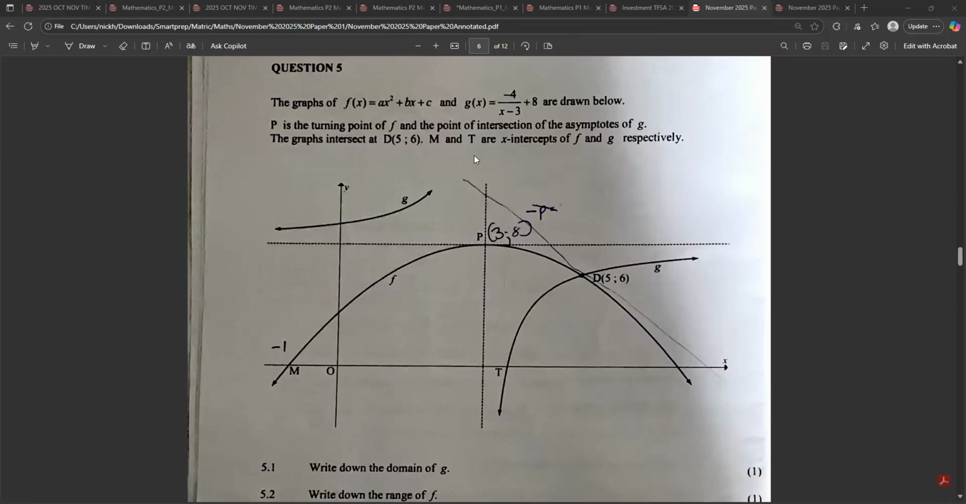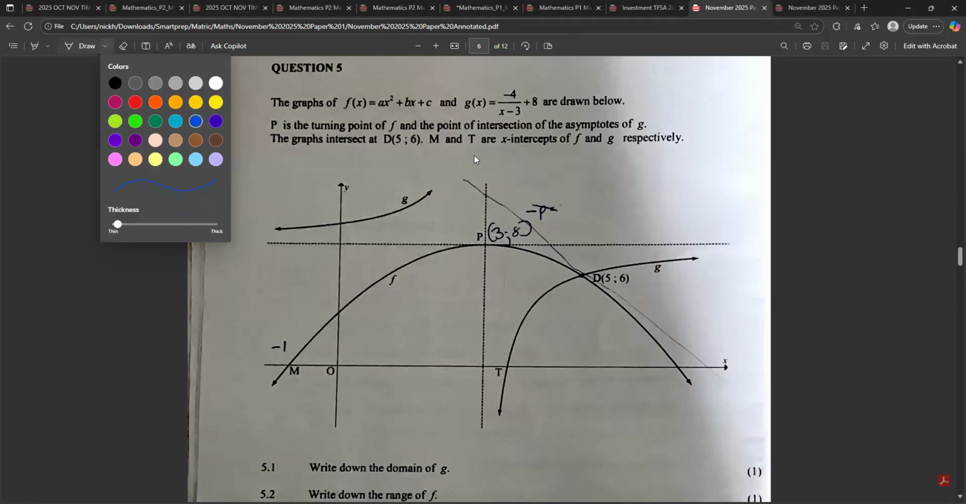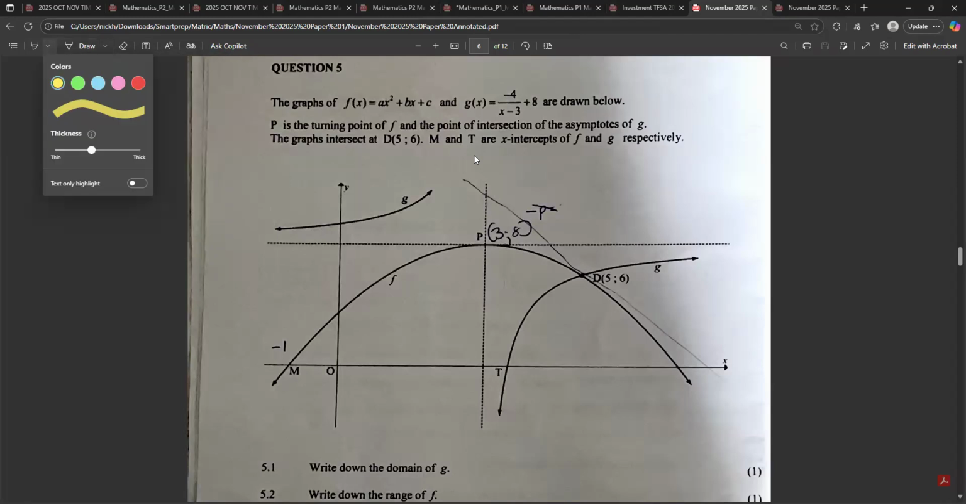Today we are doing grade 12 maths paper 1, and this is question 5 from the 2025 November paper. We are given graphs f of x equals ax squared plus bx plus c, so that must be the parabola, and we are given g of x equals negative 4 over x minus 3 plus 8, which is the hyperbola. So to begin with, let's look at some of the stuff that we are given here.